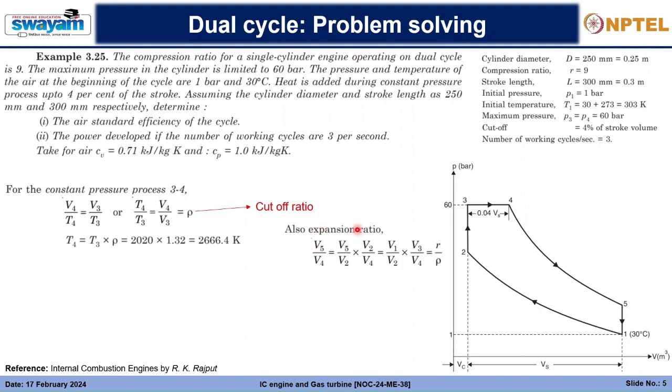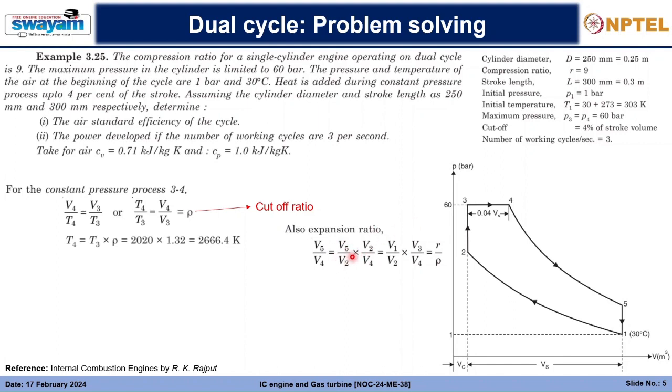Then the expansion ratio, or 4 to 5, so V5 by V4, that is the expansion ratio. So that can be calculated in terms of the cutoff ratio as well as the compression ratio. How? You will have to just manipulate a little bit. So we have introduced the term V2 in here. So V5 by V2, so V2 by V4.